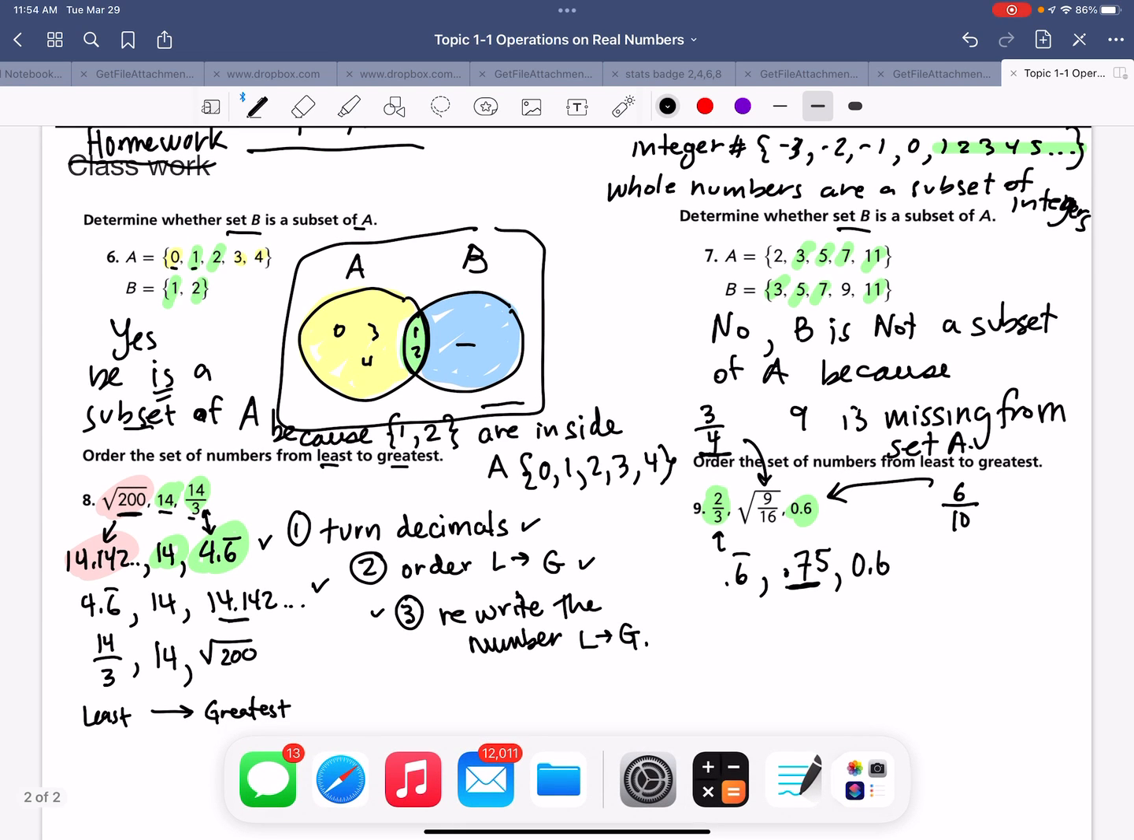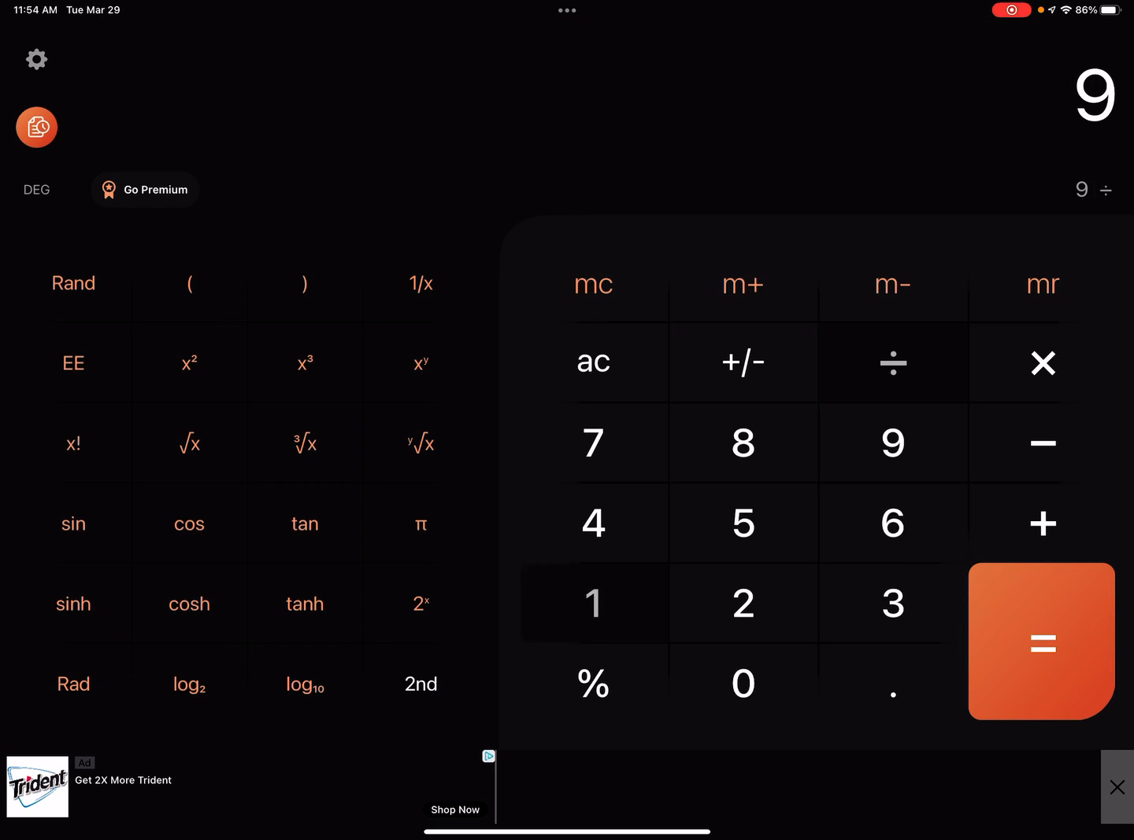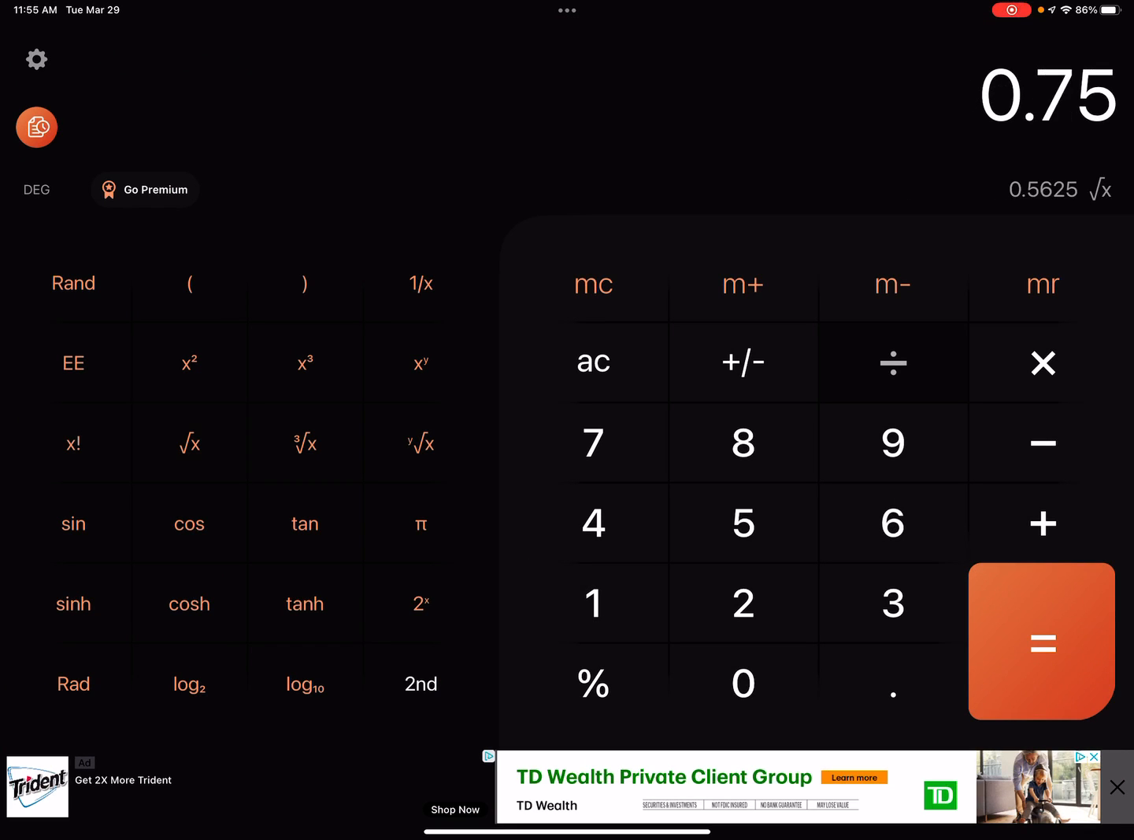All right, so how could I use the calculator for the square root of 9/16? So 9 divided by 16, enter. And then when I take the square root, notice, see how I got that number 0.75.